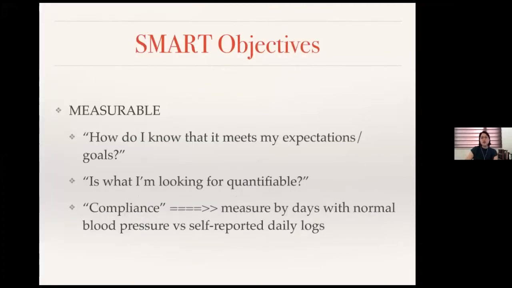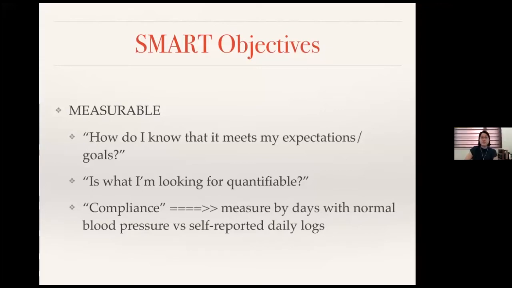Now let's talk about a measurable objective. When you say measurable objective, it basically tells you, how do I quantify what I want? For example, what outcome do I want and how do I measure it?